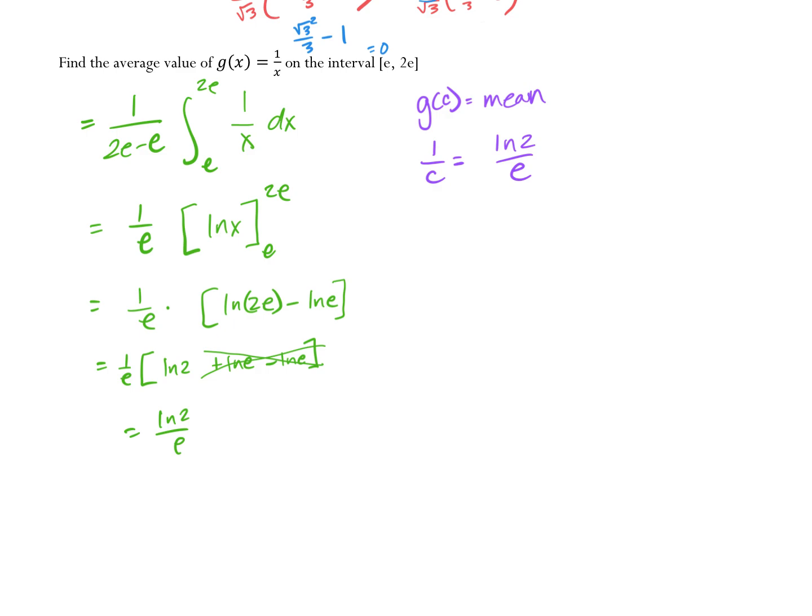And you guys, we can just reciprocate both of those to solve that. Everybody good? So that would mean c would be e over ln 2. Feels like exact answers are a reasonable expectation. Cool? All right.